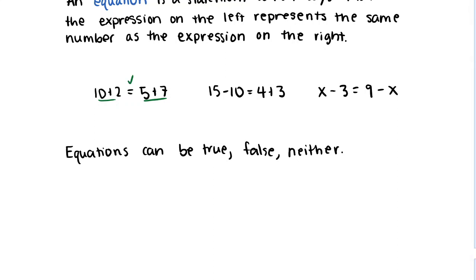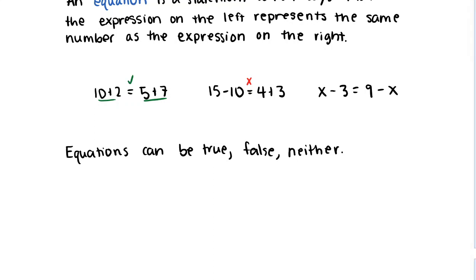If we look at the second example, I've written out an equation. There's a left expression, there's a right expression, and in between them there's an equal sign. But the left expression comes out to 5, since 15 minus 10 is 5. And the right expression comes out to 7, and 5 is not the same as 7. These aren't the same values. So we have an equation written out, claiming that the two sides are equal, but really that's not true. This equation is false.